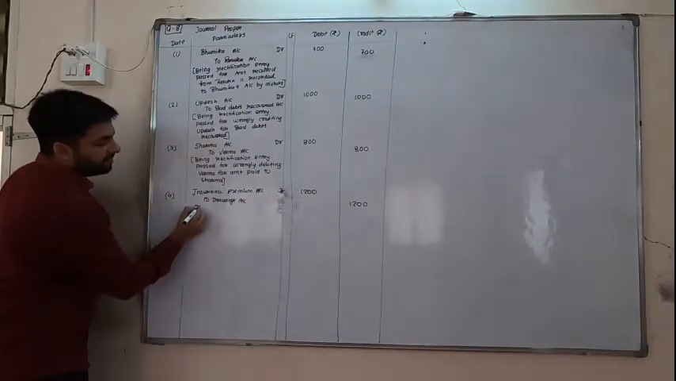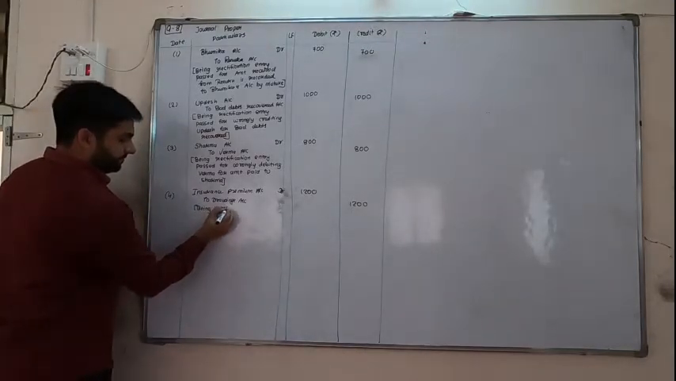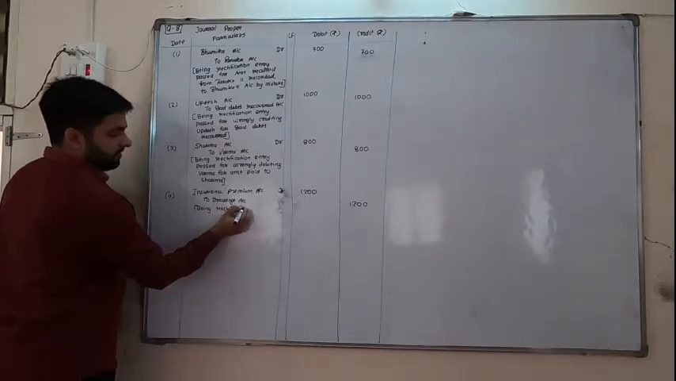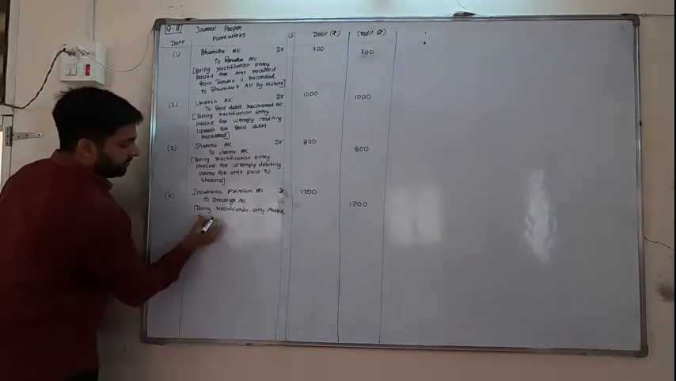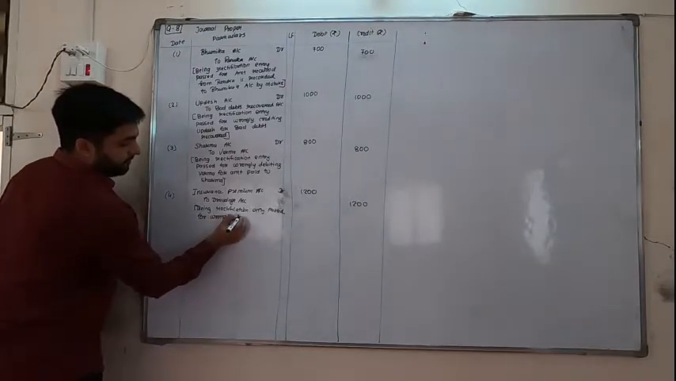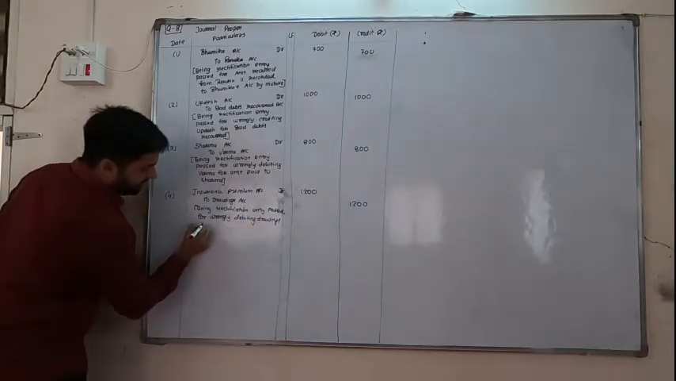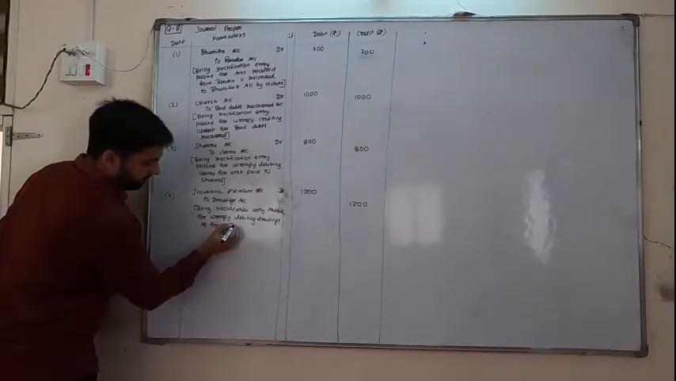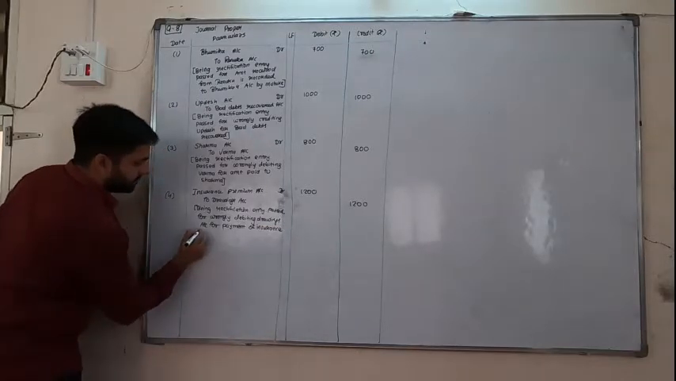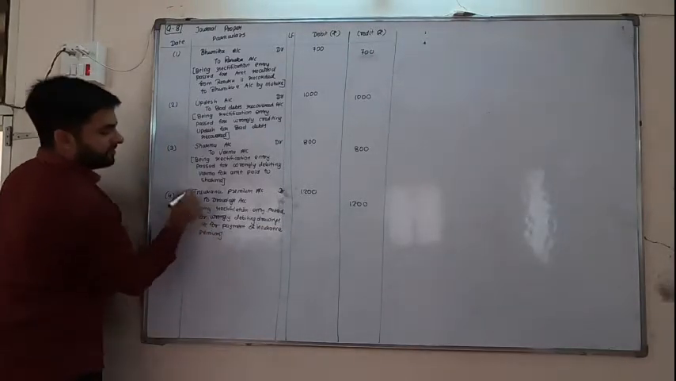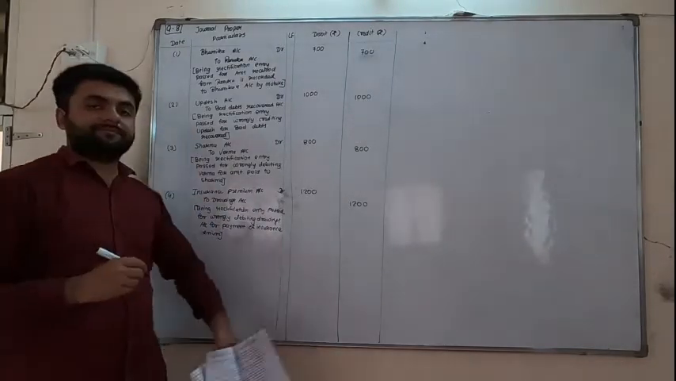I know this is very difficult to understand, but whenever we are coming through this chapter we will understand. Being rectification entry passed for wrongly debiting drawings account for payment of insurance premium. Actually we have paid insurance premium, so it is to be debited. We have wrongly debited drawings, so drawings is to be credited.